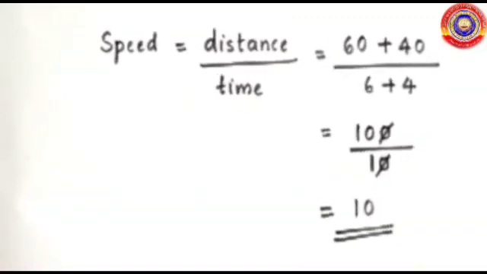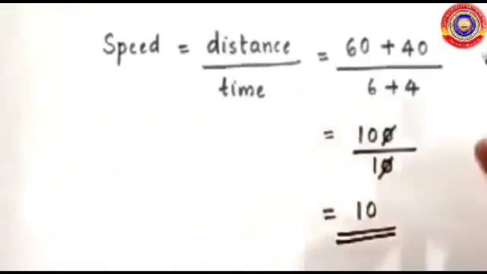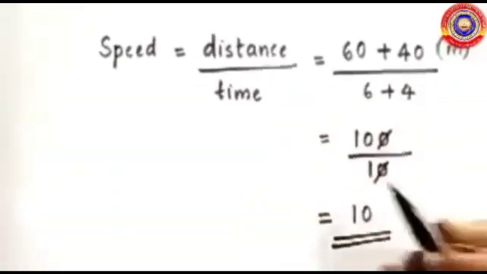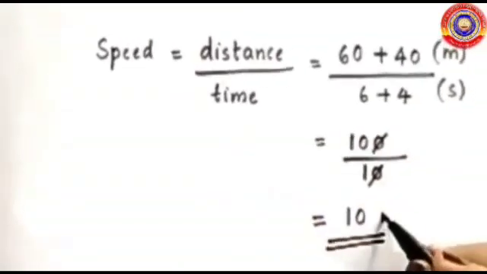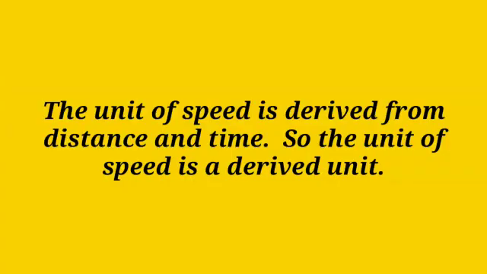What's the unit here? Yes, the unit of distance is meter and the unit of time is second. Then the unit of speed is meter per second. The unit of speed is derived from two fundamental quantities, distance and time. So the unit of speed is a derived unit.